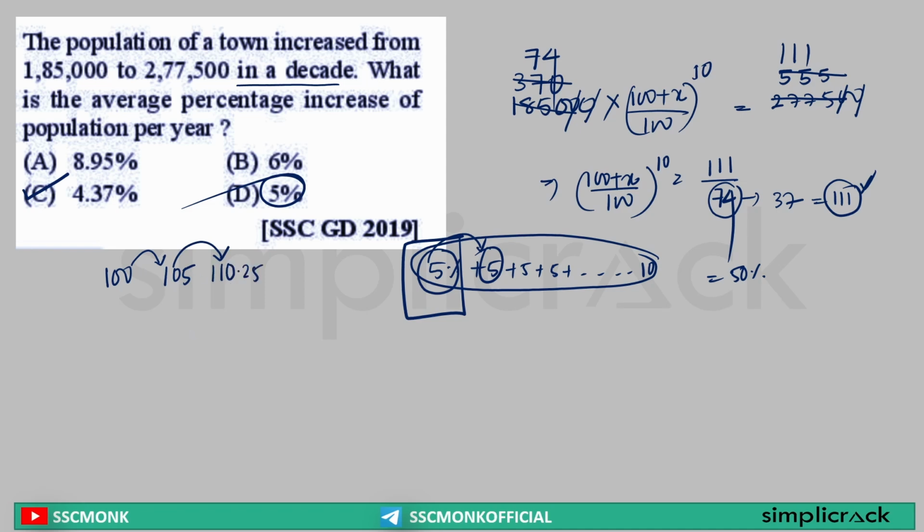110.25. So if I see that it is increased by 5% and 5%, the bare minimum increase is 10, plus there is also an increase of 0.25. Same case in 10 years, it should be more than 111. That means in order to get 111, the average percentage increase should be less than 5%, because for every other number it will be more than that. So the answer is 4.37%. Clear? This is how you should be using your logic.